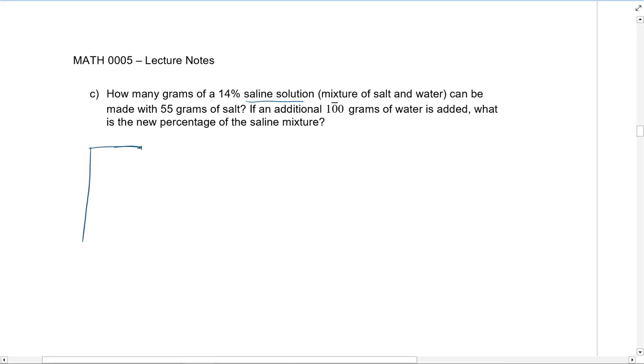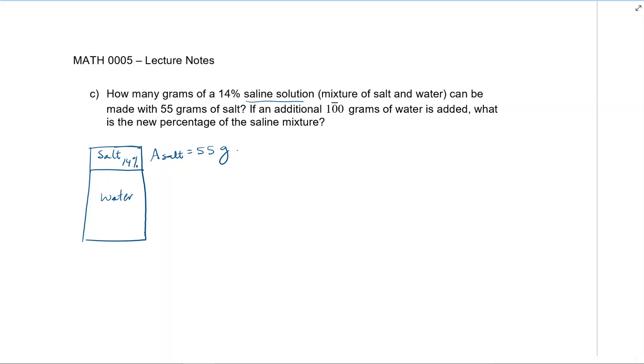So you have a mixture of salt and water, and they're telling us that in this mixture salt is only 14% and the rest, 86%, is the water. And the amount of salt that they are using is 55 grams. So what is the total amount of solution that we can make? So our goal is to find the total.